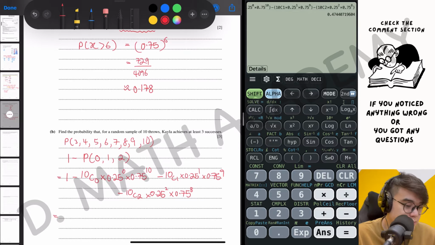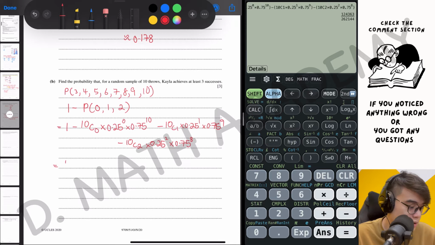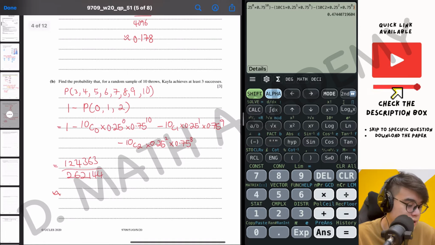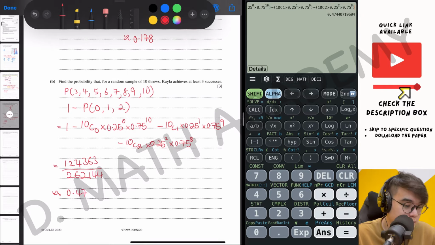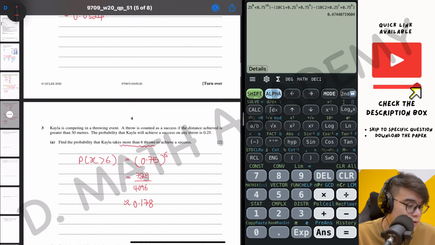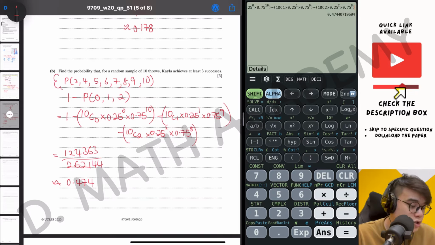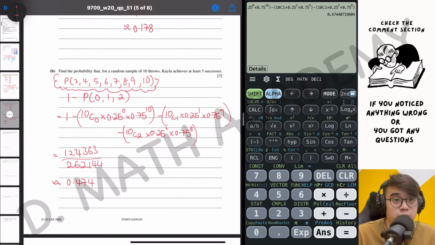So the final answer for this will be 1243632621444, and if you were to make it into 3 significant figures, that will be 0.474 as your final answer. Okay, that's it for our question 3 here. Please remember you can also do the one that I mentioned here, but it will be too troublesome. Not that it's wrong or something, just that you must control your time more efficiently when it comes to our paper 5 here, because the duration is so short.